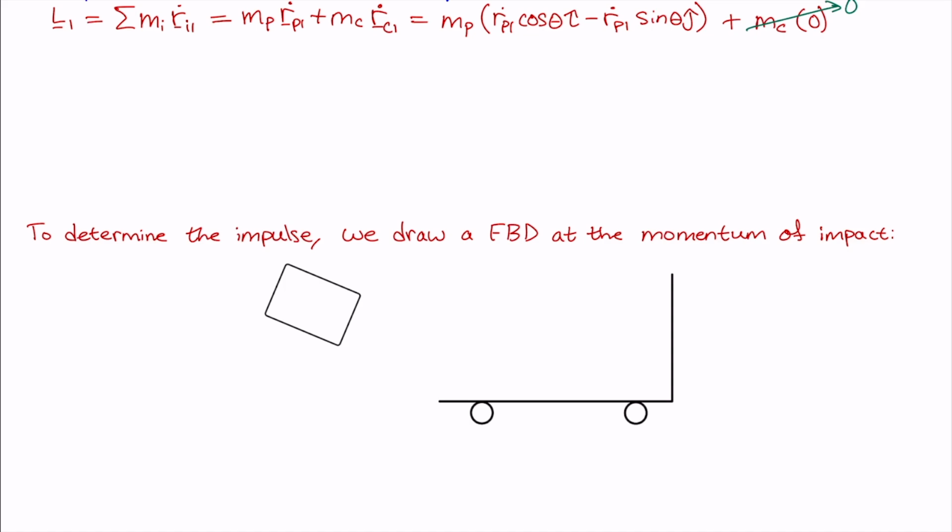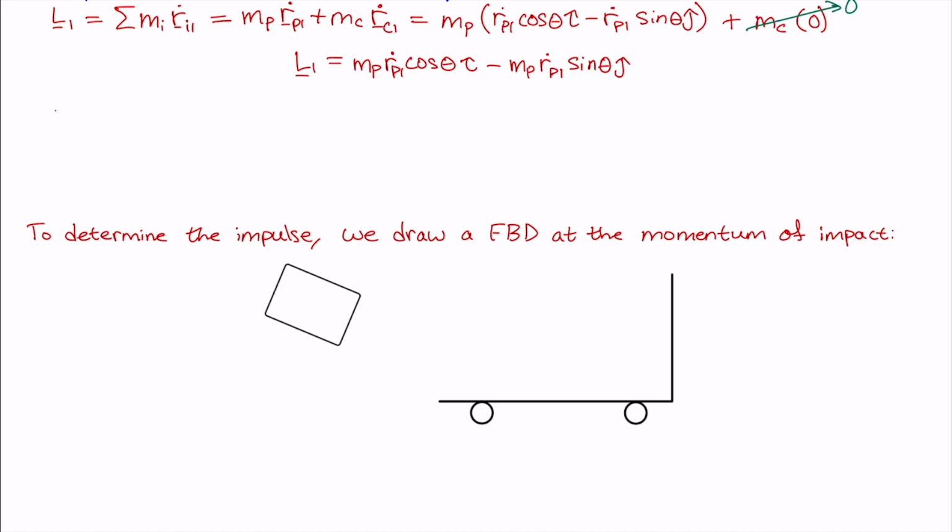And then we'll find that the linear momentum L1 is equal to mp rp1 dot cosine theta, the I direction, minus mp rp1 dot sine theta, and that's acting in the j direction.